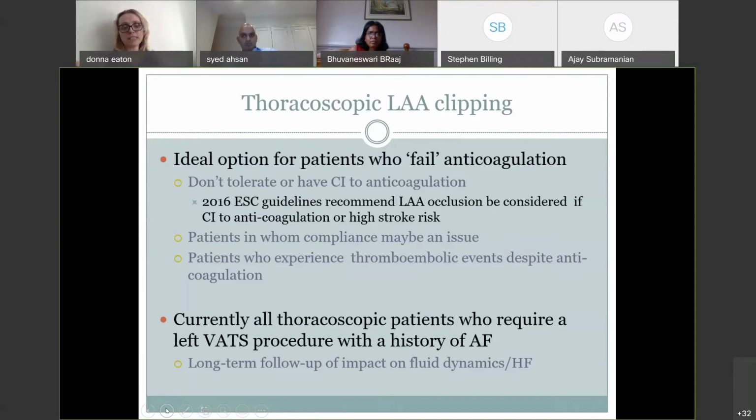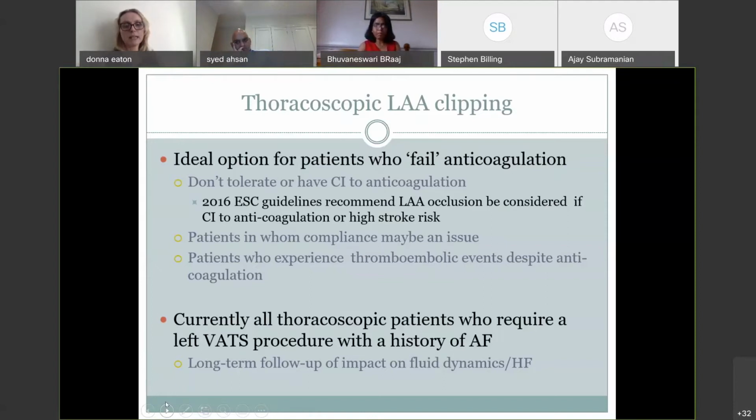It's been recommended by the ESC guidelines that left atrial appendage occlusion should be considered in any patient who has a contraindication to anticoagulation or has a very high risk of stroke. I think there's a very big group of people where compliance is an issue. We know that from looking at warfarin, but with the newer oral anticoagulation, because they wear off quite quickly, their complications related to non-compliance may well be a lot higher than we're expecting.